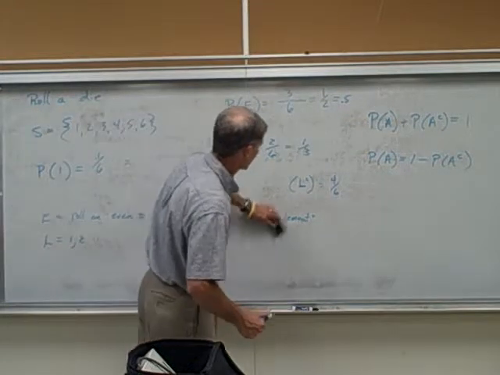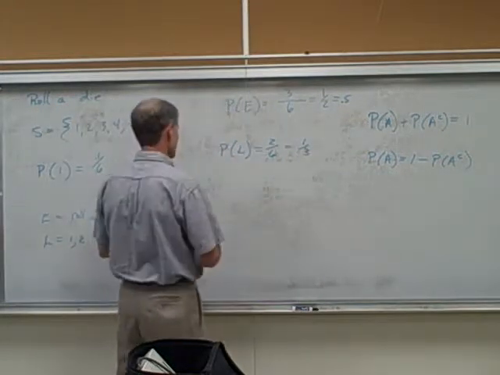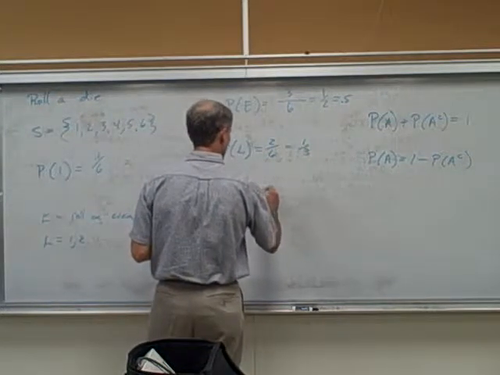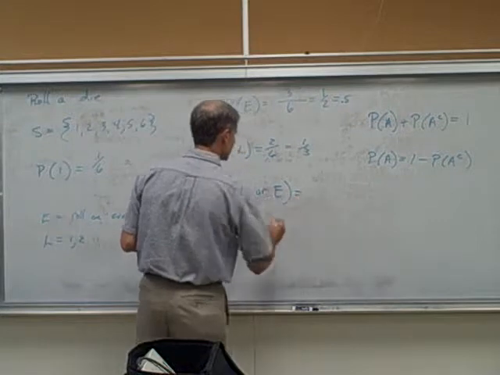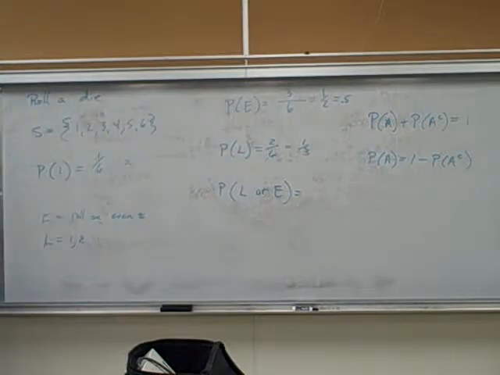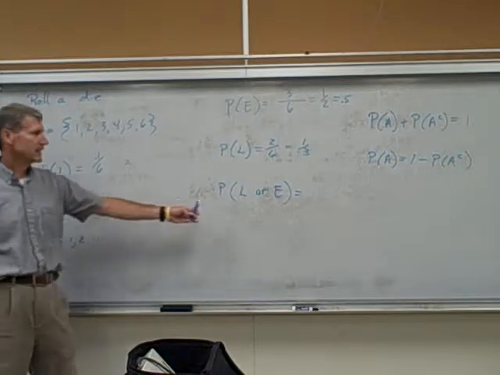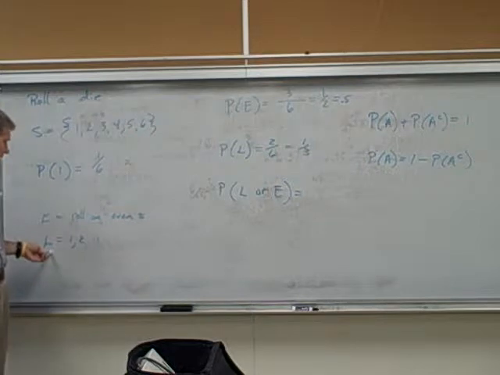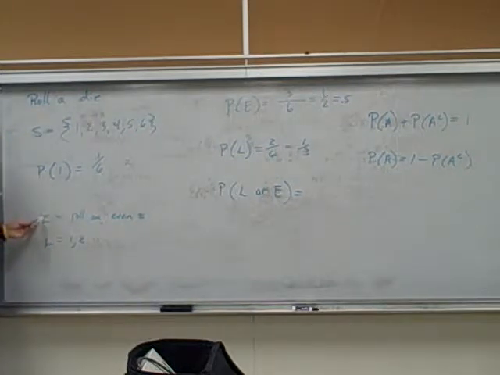So let me do this. What's the probability of L or E? And what does the word "or" mean? Either one or the other. It means that L could happen and make that true, or E could happen and make that true. Or they both could happen, right?